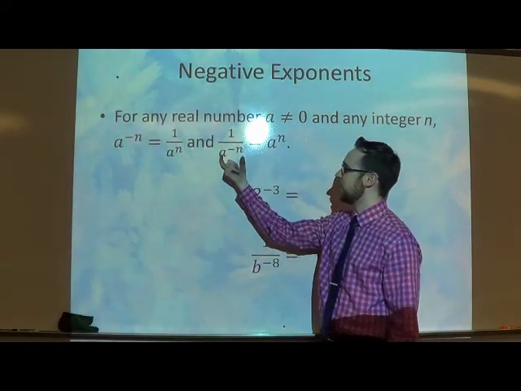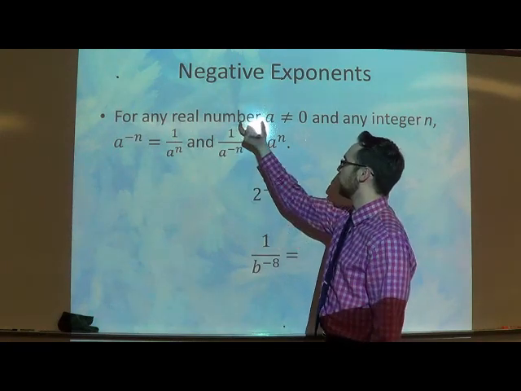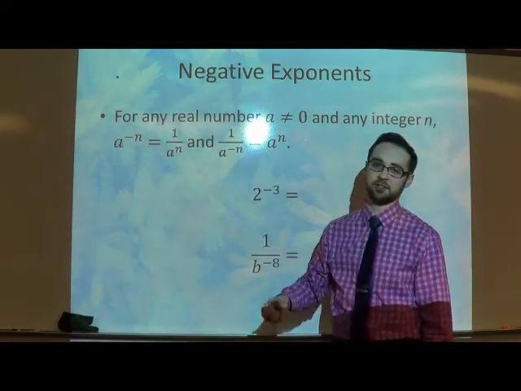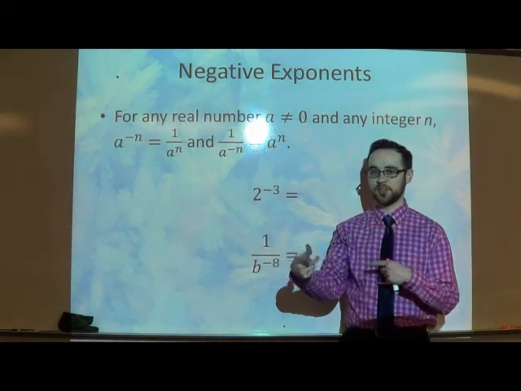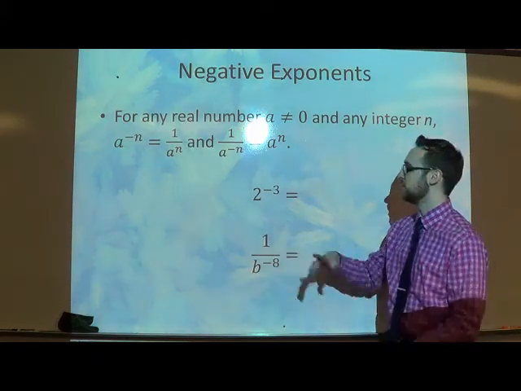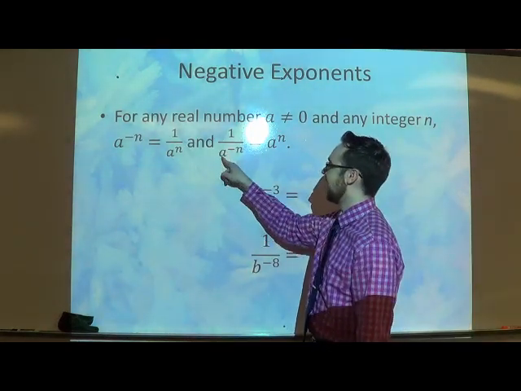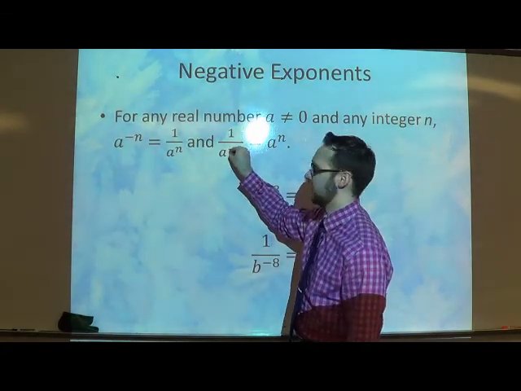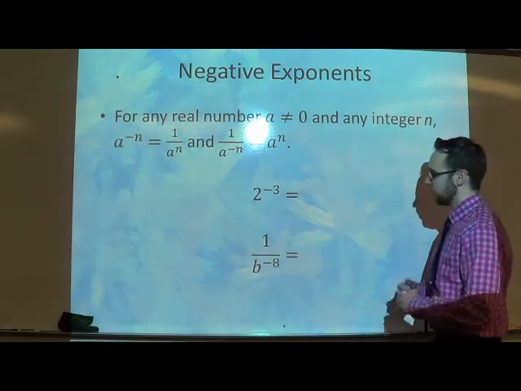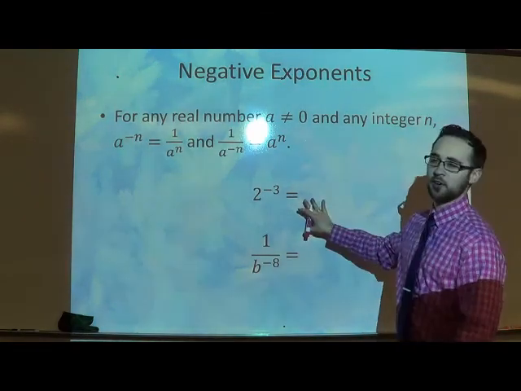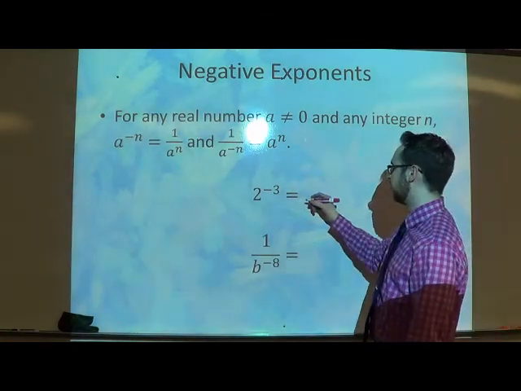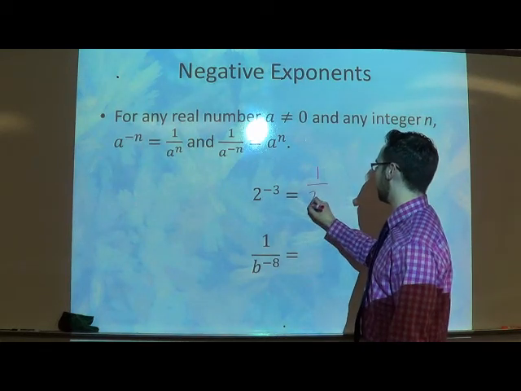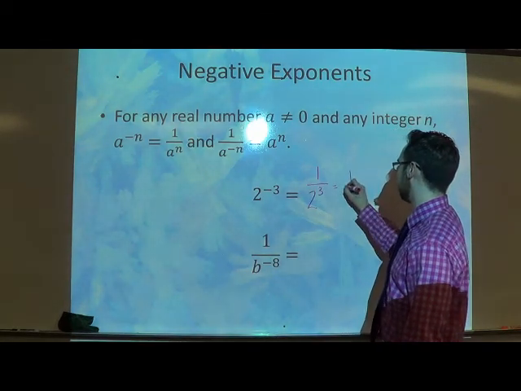However, if it starts as negative in the denominator, then it goes to the numerator and becomes positive. So whenever you switch places with it, it becomes positive. You lose the negative. This is not the same as saying a times negative n. The a is not negative, just the exponent is negative. The number itself is not negative. So 2 to the negative 3, for example, these aren't on your paper, don't worry about them, but 2 to the negative 3 would really be saying 1 over 2 cubed, which is 1 over 8.